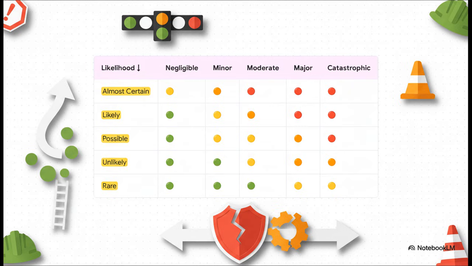Green means low risk. Keep an eye on it. Yellow and orange tell you, hey, we need a plan here. And red? Red means stop. Full stop. That is a risk that demands immediate action.